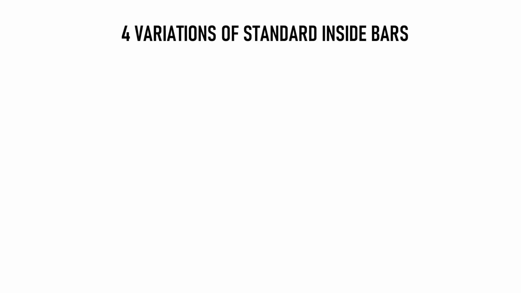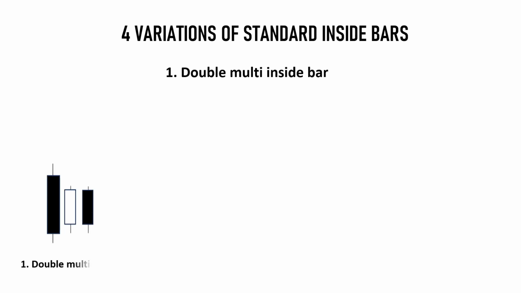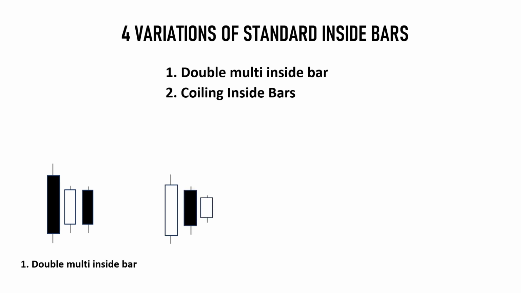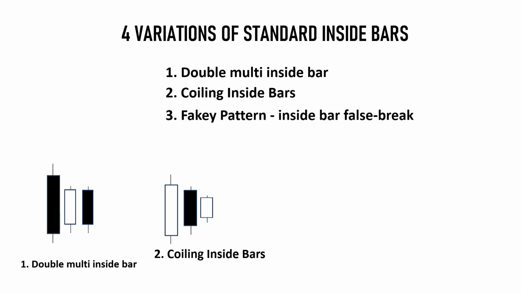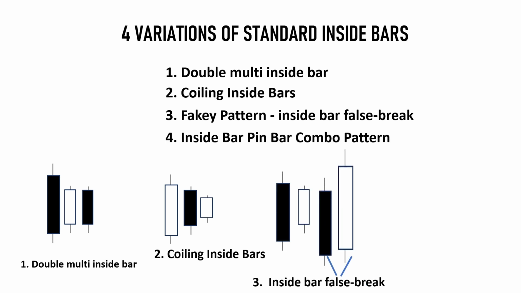We have four variations of standard inside bars. 1. Double multi-inside bar. 2. Coiling inside bars. 3. Fakey pattern, inside bar false break. 4. Inside bar pin bar combo pattern.